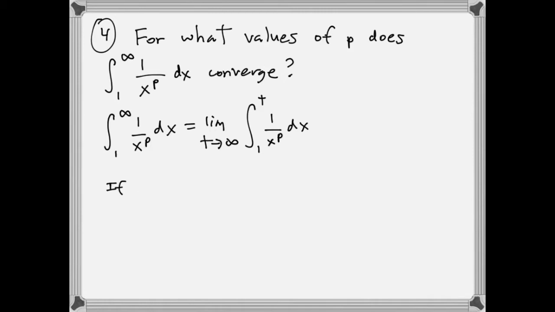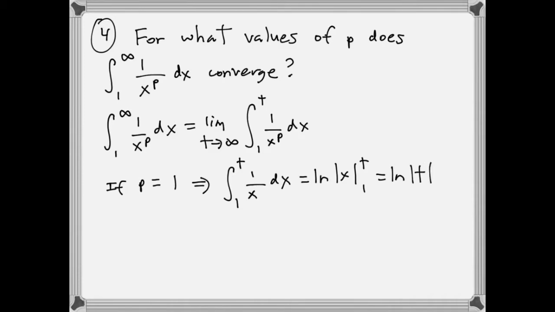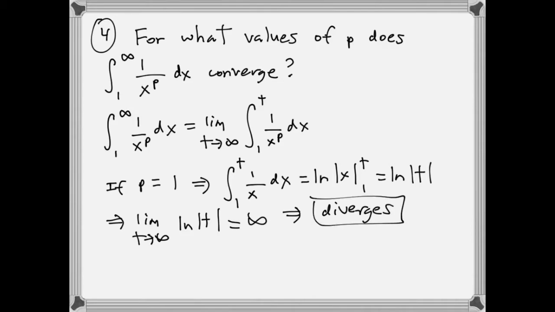So if p is equal to 1, then this means we have the integral from 1 to t of 1 over x dx. Notice I left the p out because I'm assuming p is 1. So this is like case 1, right? This is going to equal the natural log of x, going from 1 to t, and that's just the natural log of the absolute value of t, right? Because the natural log of 1 is 0, which means that the limit as t goes to infinity of the natural log of t is infinity. And so this means that it diverges. Okay, so we know that if p is 1, it diverges.